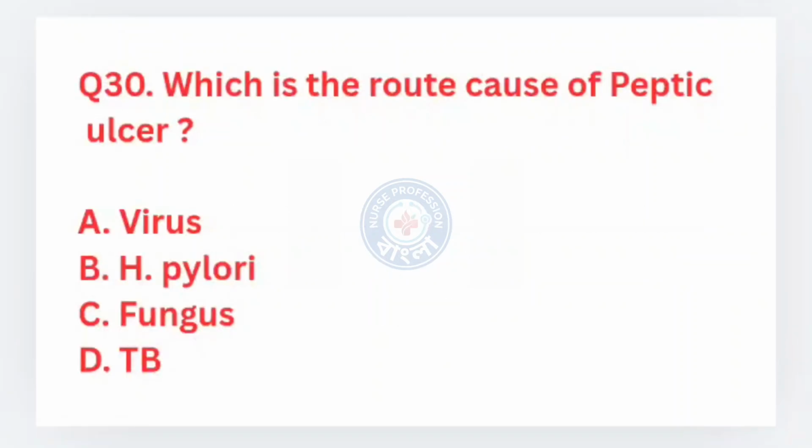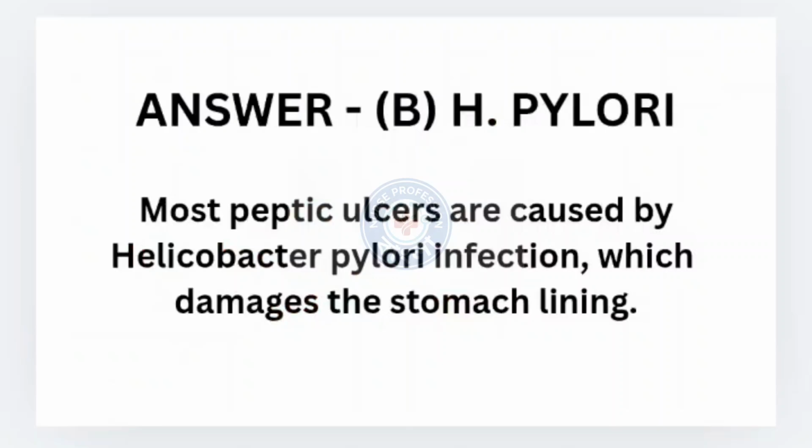Question 30. Which is the root cause of peptic ulcer? Virus, H. pylori, fungus, TB. Answer: H. pylori. Most peptic ulcers are caused by Helicobacter pylori infection, which damages the stomach lining.